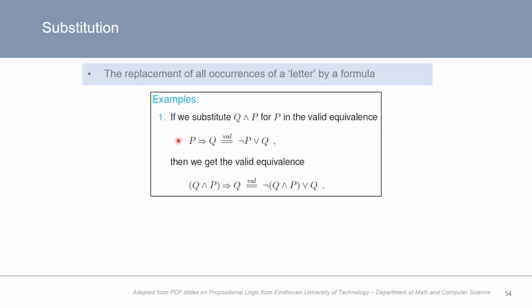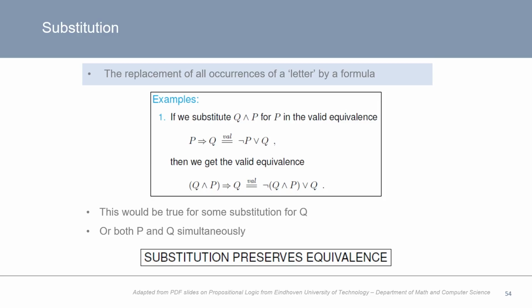Given this equivalence, we make our substitution such that we get this new equivalence, where P has been replaced by Q and P. Substitution says that this expression is still equivalent to this one. This would also be true for some substitution of Q, or for both P and Q simultaneously. In other words, substitution preserves equivalence.